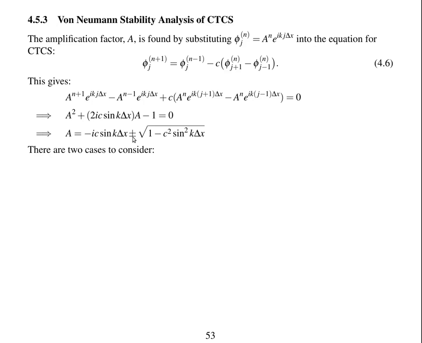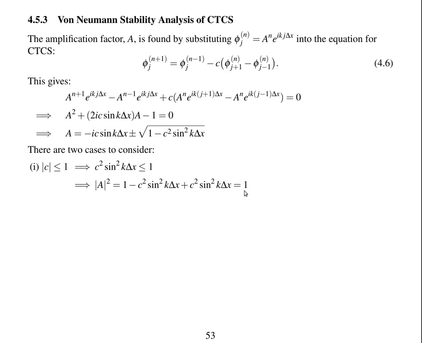In order to see when this complex number is going to have magnitude less than or equal to 1, there are two cases to consider. First of all, we'll consider the case when the magnitude of the Courant number C is less than or equal to 1. So if C is less than or equal to 1, the term inside the square root will be positive. This square root will be real. So then we'll have the magnitude of A squared equal to this number, the imaginary parts cancel, so we get the magnitude of the amplification factor equals 1.